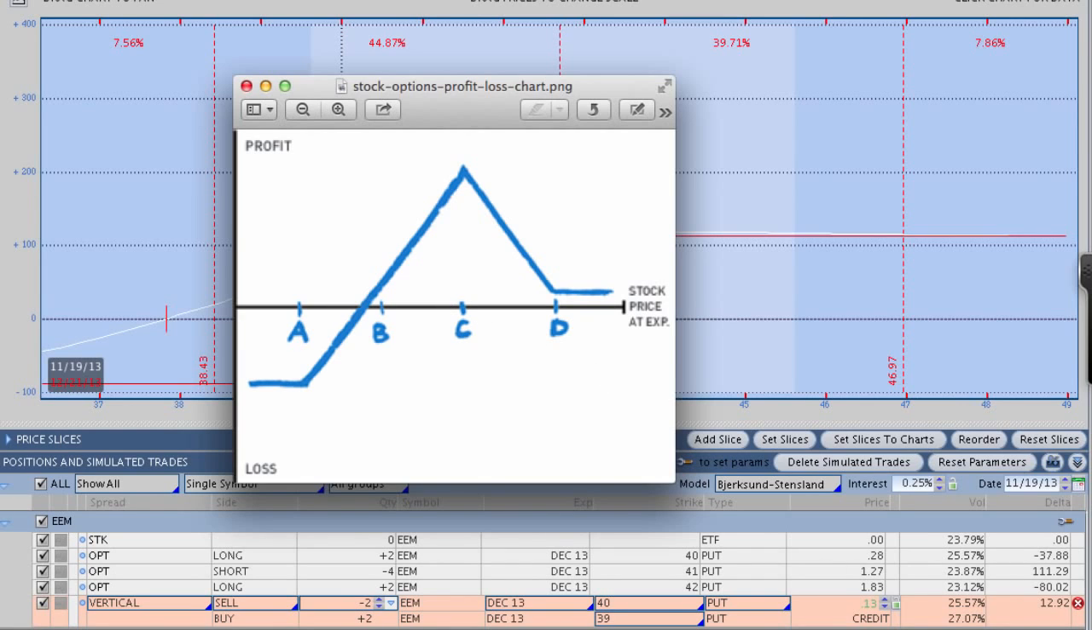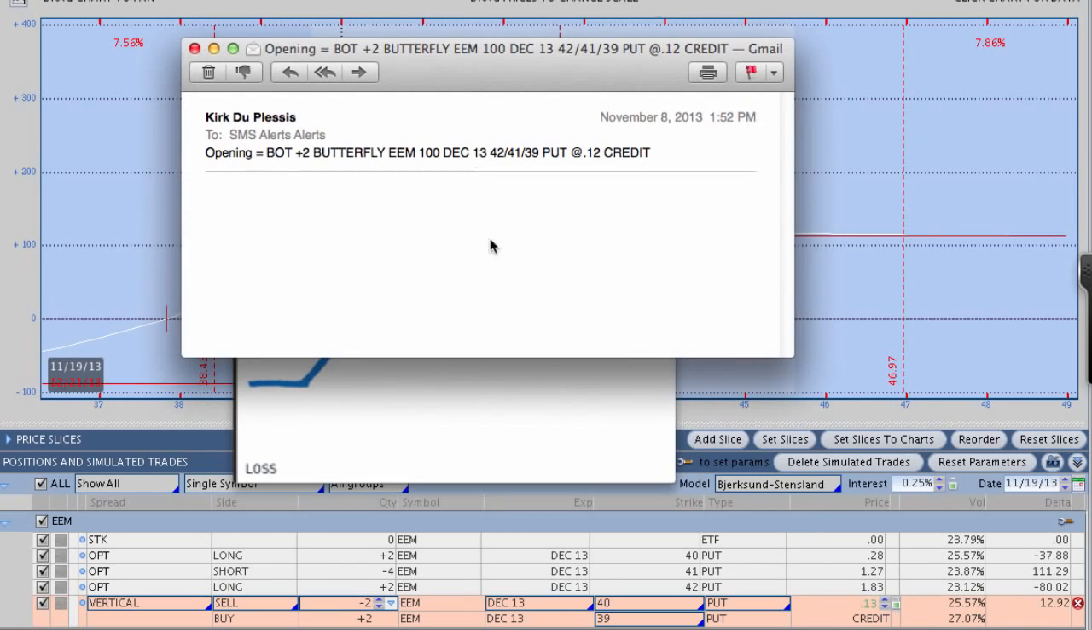Now let's look at the trade that I initially put on in the trading alerts for members. Again, this only went out to members, so you can't get these unless you subscribe at OptionAlpha.com. The initial trading alert was opening, and we bought two, which is how many butterflies we bought, EEM December 2013 options. But here's where the strike prices come into play.